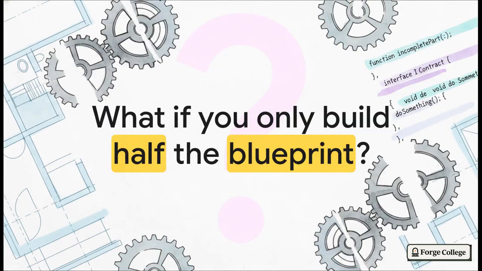But right before I let you go, I want to leave you with a bit of a provocative question. What if you only want to implement half of the blueprint? Like, what if you want to write some of the logic right now, but leave the rest for another contract to figure out later? We just established that interfaces demand 100% completion, so how do we handle a partial build? Well, that fascinating puzzle leads us directly into our next lesson module on exploring abstract contracts. You really won't want to miss it.